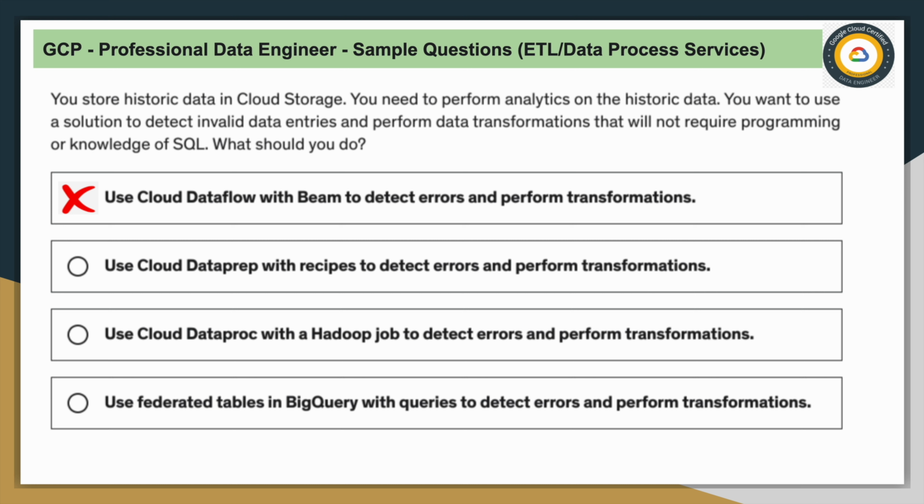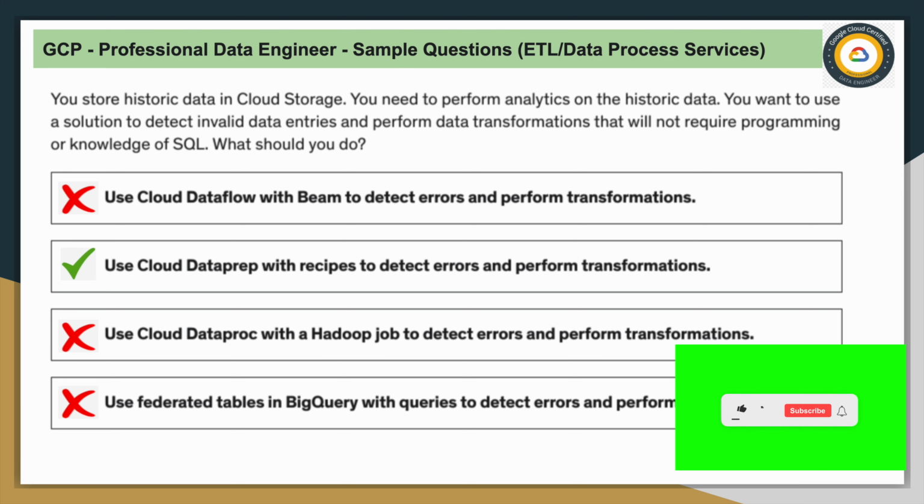We'll see the other options also. Dataproc also requires coding knowledge, so you can ignore that. Use federated tables in BigQuery: this is not at all related. So the correct option is to use Cloud Dataprep with recipes to detect errors and perform transformations.